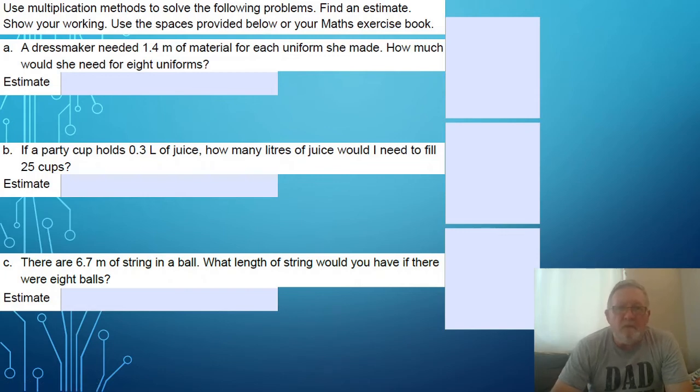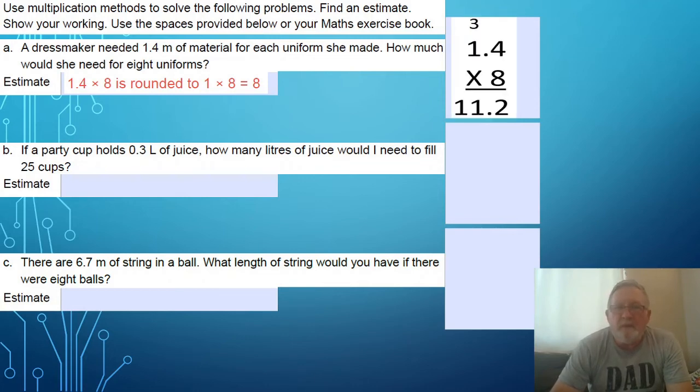Okay, you've restarted the video, so you must be confident to keep going. Let's check your work. All right, if I'm estimating 1.4, I'm going to round it to 1. 1 times 8 is 8, so my answer is going to be roughly 8, although I know I've rounded down a fair bit there, so my answer actually should be higher than that. And there it is. 4 8s are 32, put down the 2, carry the 3, 8 ones are 8, plus that 3 is 11, so it's 11.2, but of course 11.2 meters.